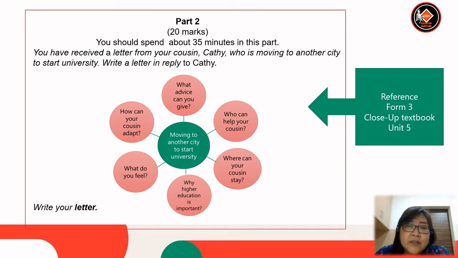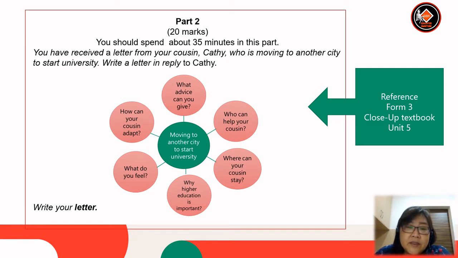You have received a letter from your cousin Katie, who is moving to another city to start university. Write a letter in reply to Katie. You can use the notes below to help you. So write your letter. So let's look at the notes.